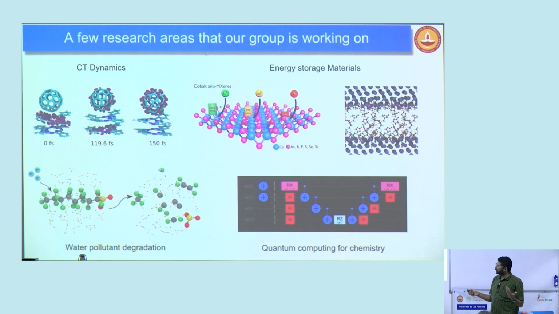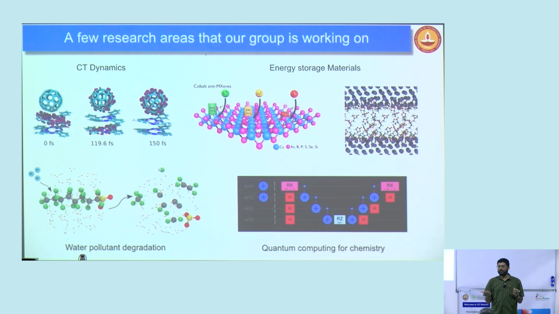So using these tools, whatever I have explained, my group works in some of these areas. One is understanding the charge transfer dynamics in organic photovoltaic systems. Specifically here you will have donor acceptor systems. You shine the light, then there will be a transfer of the charge from the donor moiety to the acceptor moiety. So these are the systems where you need the non-adiabatic molecular dynamics. Another area is energy storage materials. We design some next generation anode materials, as well as try to understand the mechanisms of the solid electrolyte interface.